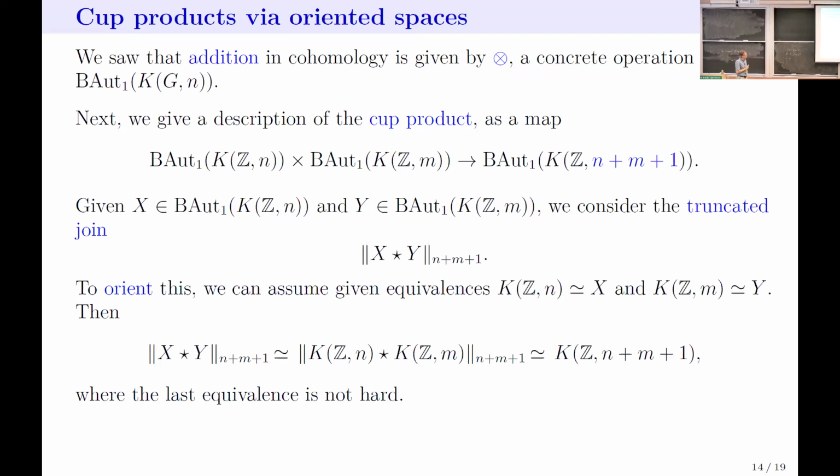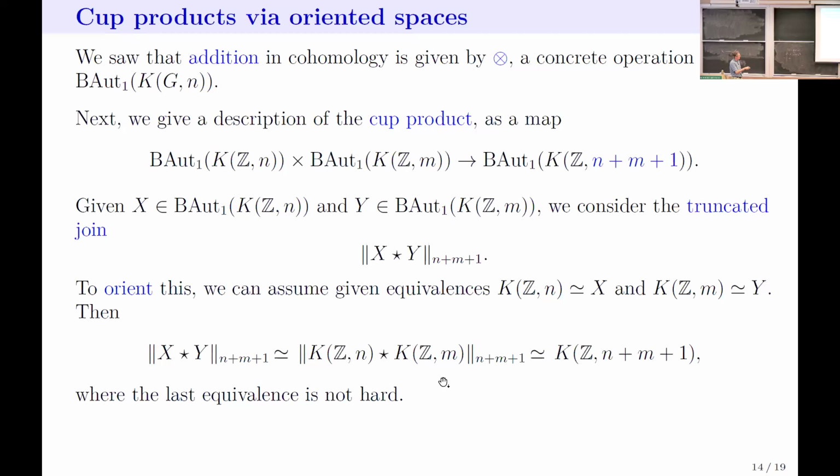And I want to give that an orientation. I want to give it a K(Z, n+m+1) orientation. So just like before, I'm supposed to give you something in pi naught of an equivalent space, and I have information in pi naught of equivalent spaces. By the functoriality of pi naught, I can get rid of the pi naughts, and so I can assume that I've got an equivalence of this type, an equivalence of this type, and now I'd like to understand the truncated join. But since X is equivalent to K(Z, n), I can substitute that in, and Y is equivalent to K(Z, m).